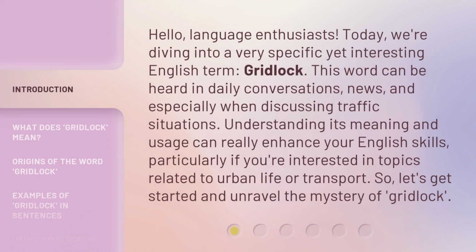Hello, language enthusiasts. Today, we're diving into a very specific yet interesting English term, gridlock. This word can be heard in daily conversations, news, and especially when discussing traffic situations. Understanding its meaning and usage can really enhance your English skills, particularly if you're interested in topics related to urban life or transport. So, let's get started and unravel the mystery of gridlock.